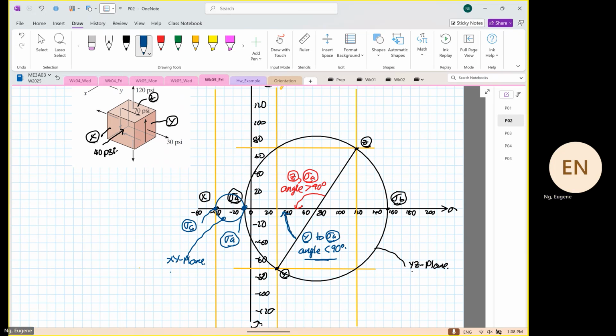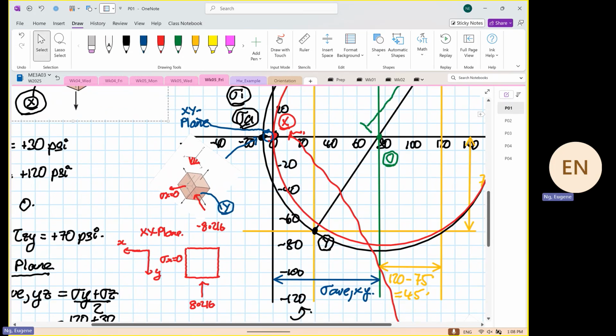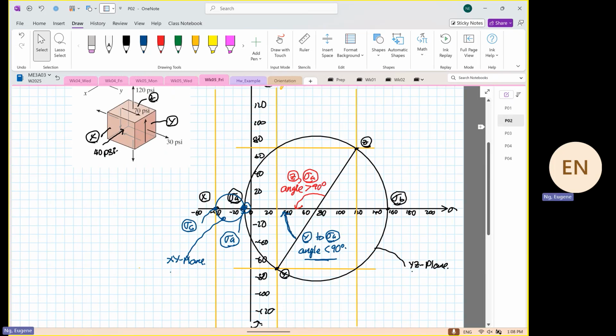Yes, ma'am. Say it again. Less than 90 degrees. Because when it is less than 90 degrees, when you rotate, right, you rotate to the principal plane angle, and that's the stress. Because this is the stress at A. Okay, like how I showed you before. Remember? Exactly the same.